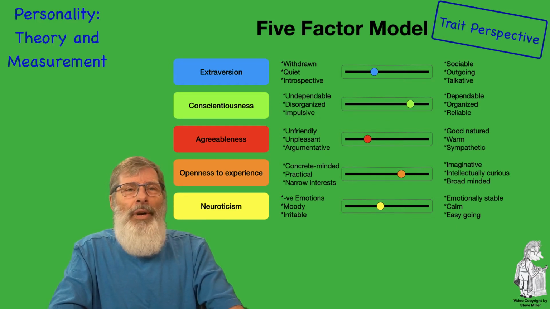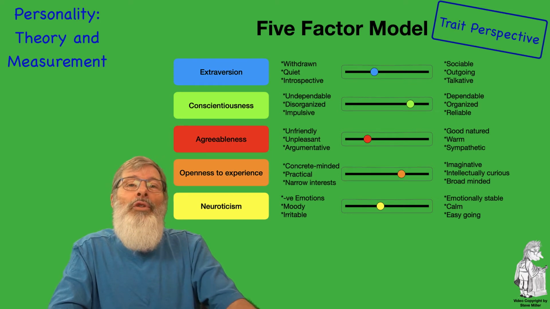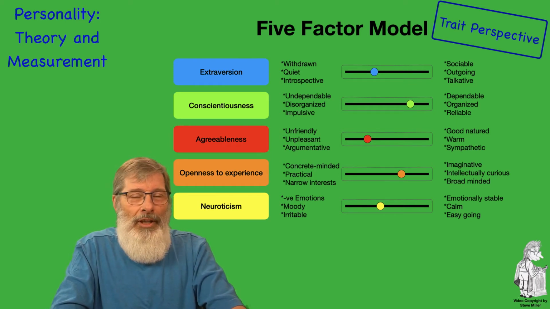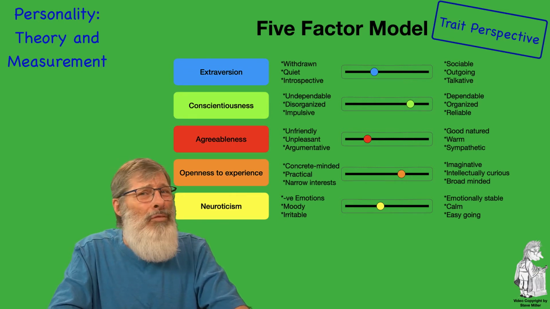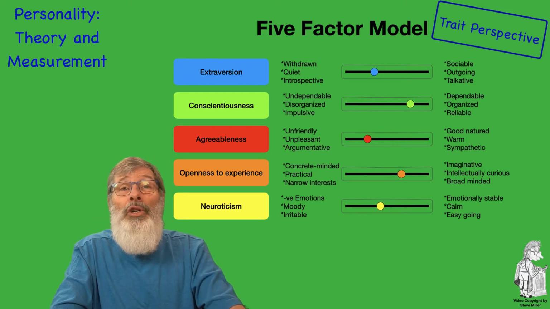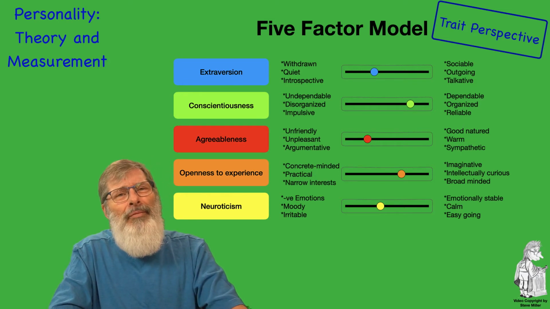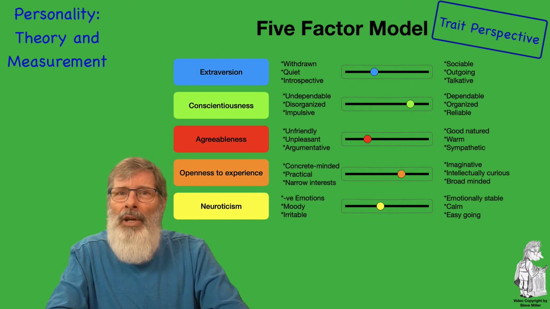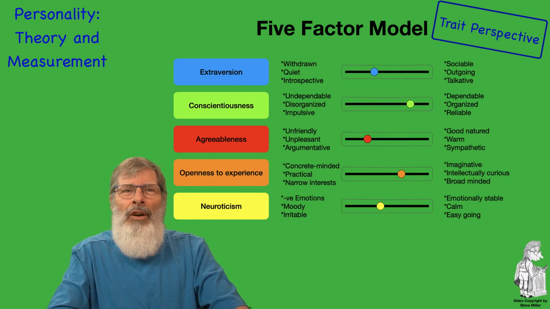Then the fifth trait is neuroticism, which is emotional stability versus instability. With instability, the experience is negative emotions: moody, irritable, nervous, and they worry quite a bit. Whereas the more emotionally stable are emotionally calm, even-tempered, easygoing, and relaxed. Now, these factors are related to basic temperaments, which are largely inborn.